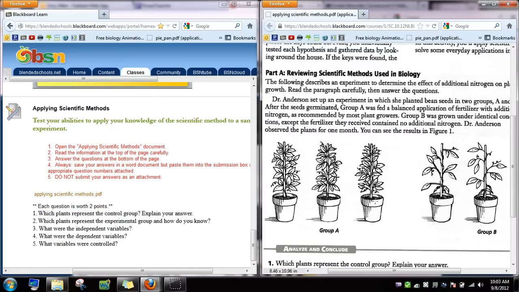Number 3, what were the independent variables? In this case, we have one independent variable. Think about what factor was given to one group but not the other one. That identifies your independent variable. Number 4, what were the dependent variables? Okay, remember from our presentation about the scientific method that a dependent variable is what you test or measure as a result of the independent variable. If you identified the independent variable, how did you know that it worked or did not work?